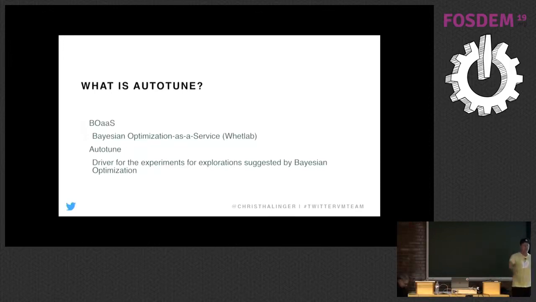We can pass in to Autotune, we say, tune this parameter for me, and then Autotune talks to the Bayesian optimization part, which is Wet Lab. There's also an open source version of it called Spearmint, if anyone has ever heard of it. Spearmint or Wet Lab figures out the next value of the parameter to try, to explore the space and then find the optimal configuration. So Autotune is the driver to run these experiments.